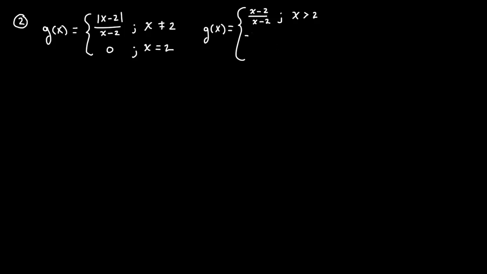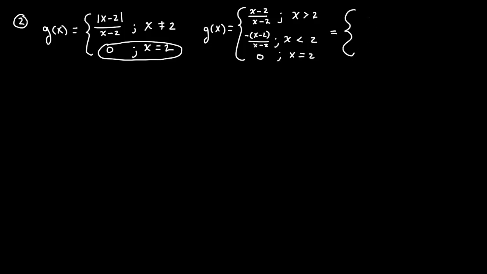Anyway, it's going to be the opposite of the numerator, provided that x is less than 2. And then this portion here of the piecewise equation tells me that the function is going to be 0 when x equals 2. I'll simplify this up, and I get 1. The function g is just 1, provided that x is greater than 2.